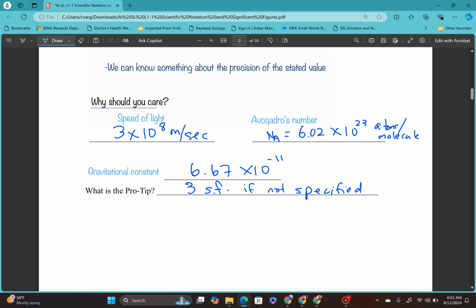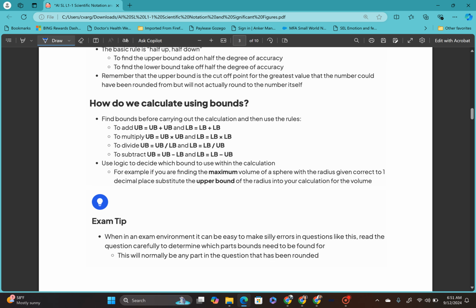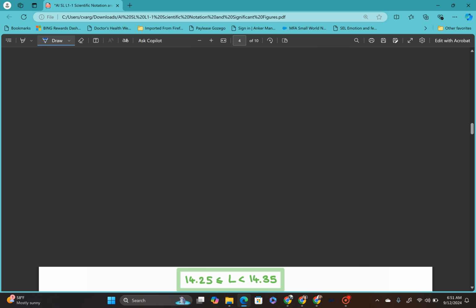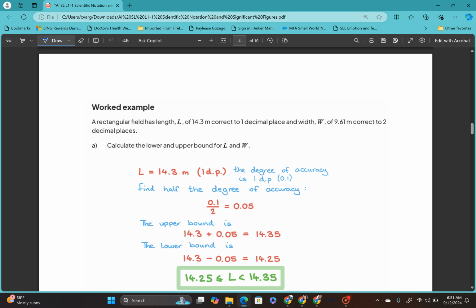So that is everything for this page. There are some things about bounds. I'm going to go ahead and just go through a problem with you. So this is a worked example. What we want to do is just this first part right here, okay?